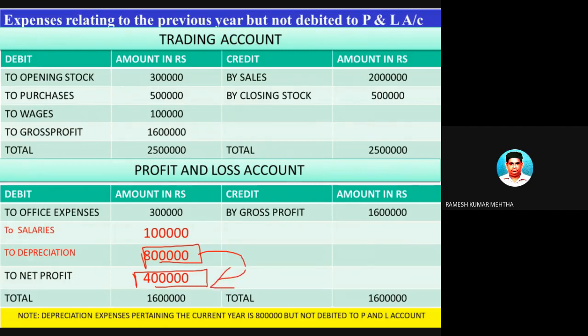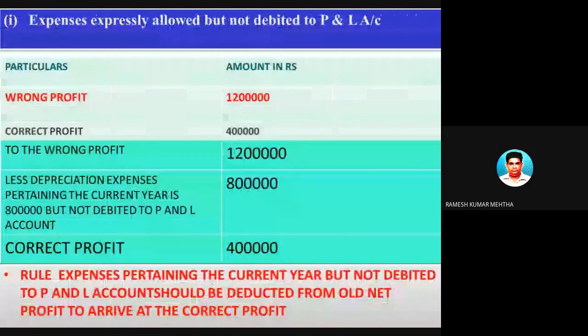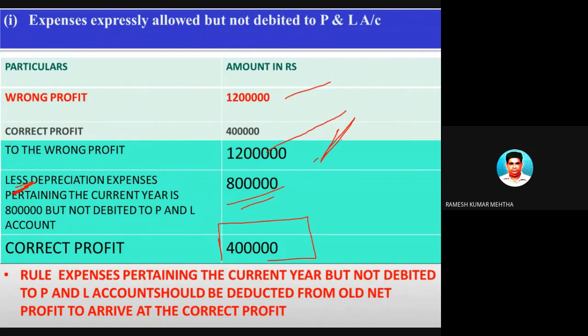But every time you can't open a new profit and loss account and start calculating it. So the summary is very important. The summary states that the wrong profit is 12 lakh rupees. The right profit is 4 lakh rupees. To this wrong profit of 12 lakh rupees, add the depreciation or the expenses which are allowed to be shown on the debit side of profit and loss account. Less, and you will get the right profit.